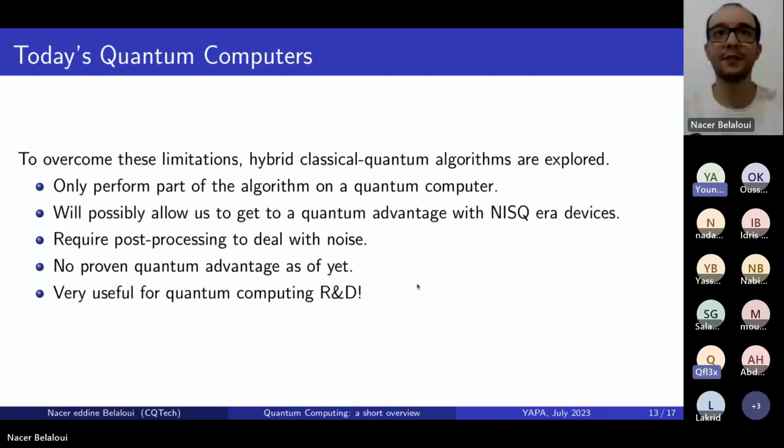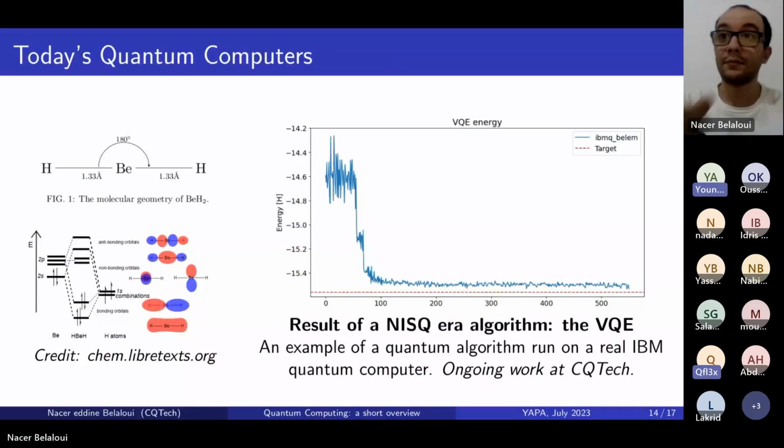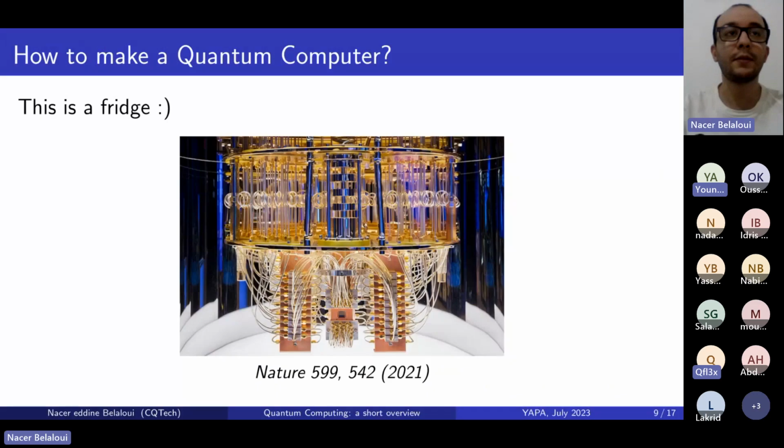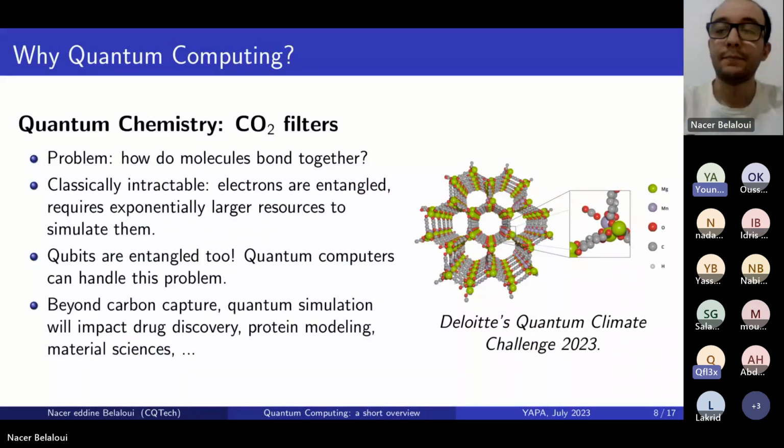Yes. So, when you mentioned the quantum chemistry problem with the different molecules, you mentioned that classical computers are limited since the electrons are entangled. And then you mentioned that qubits are entangled too, therefore quantum computers can handle this problem. What is the relationship between the problem and the use of quantum computers related to that sort of problem? Yes, actually, this very problem is what motivates quantum computers.